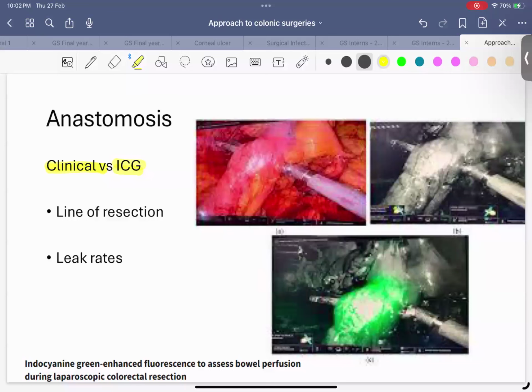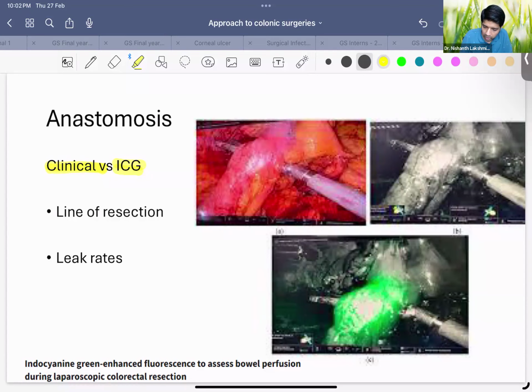ICG. Why? Sir, if vascularity is there, it will go. Otherwise, it won't. Correct. Because clinical is subjective. ICG is something you can see. It's like a CT scan. It is there for everyone to see.